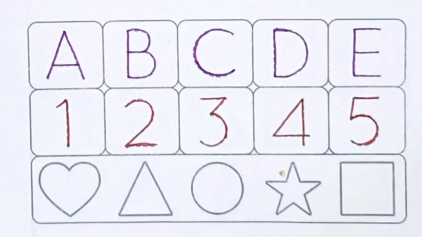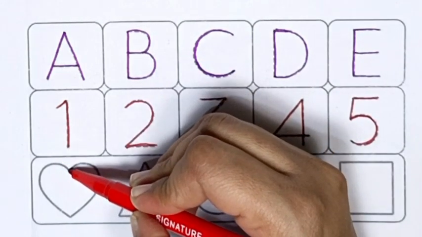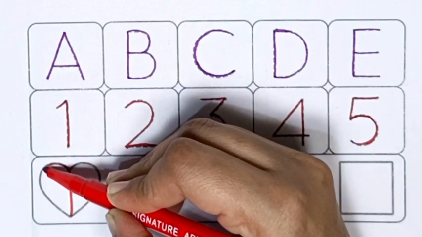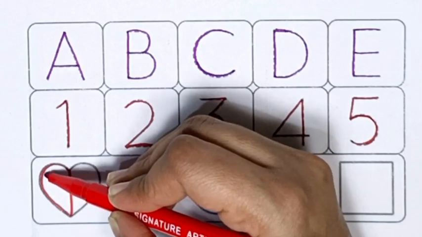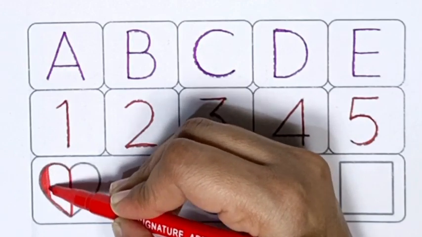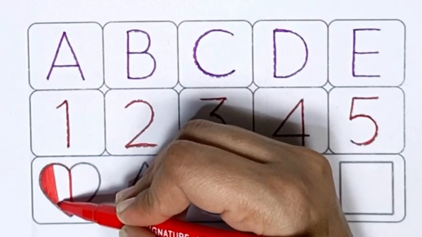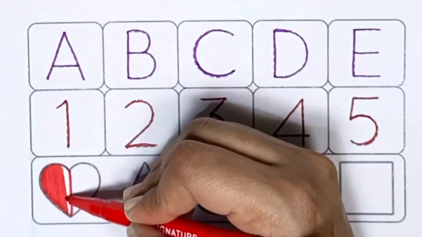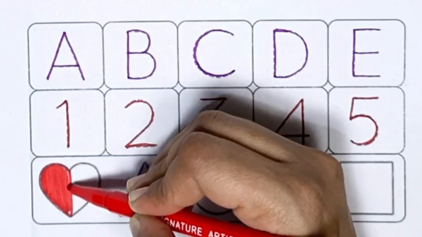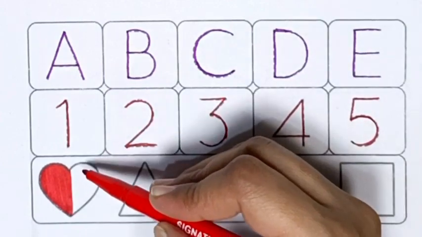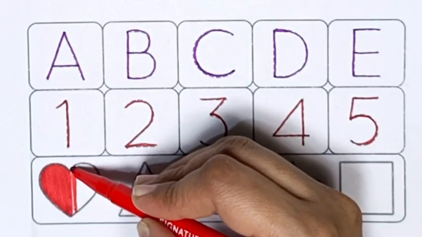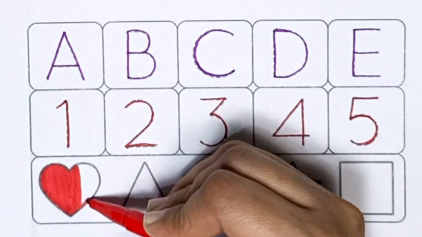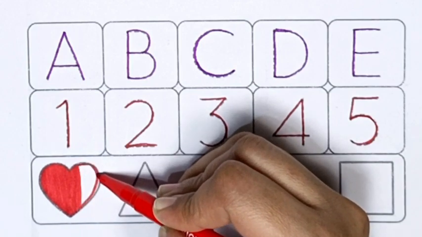Okay kids, now we draw shapes and also color them. First shape is heart. Now we color it red. What is this color? This is red color. Shape is heart shape. This is heart shape and now we are coloring it. Its color is red.